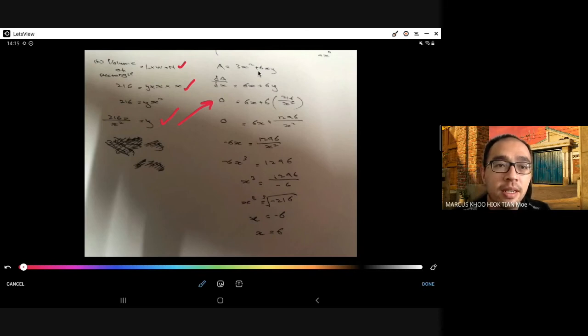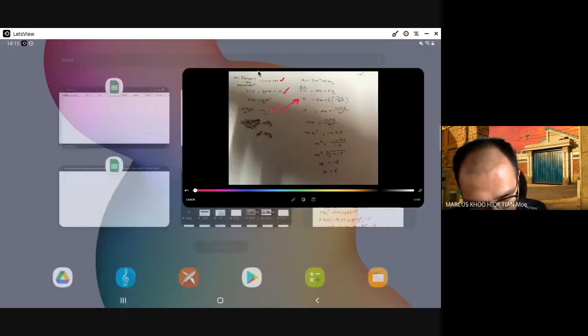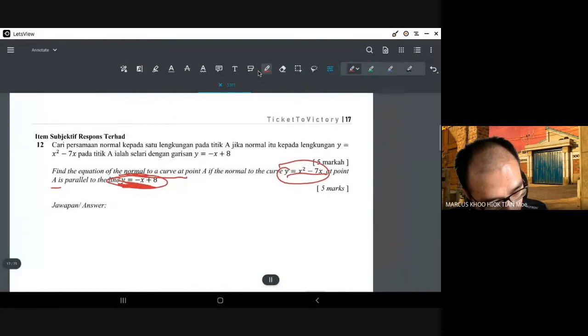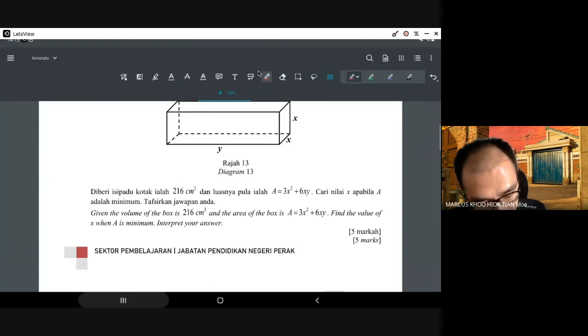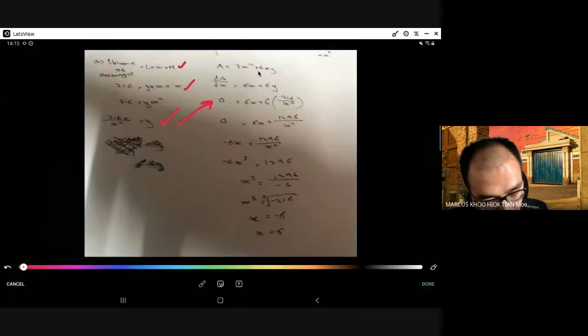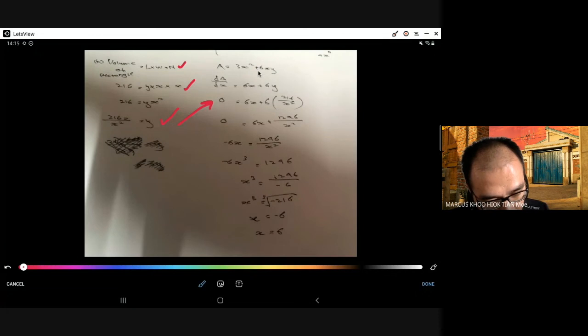What does the question ask? It asks us to find the value of x when A is minimum, interpret your answer. Okay, let me start with this. I have a problem here, because you can do this, since y we treat as this one. But it's a little bit dangerous because inside y there is x also.